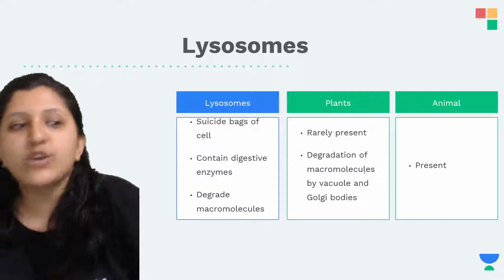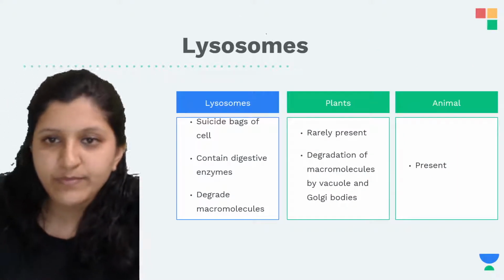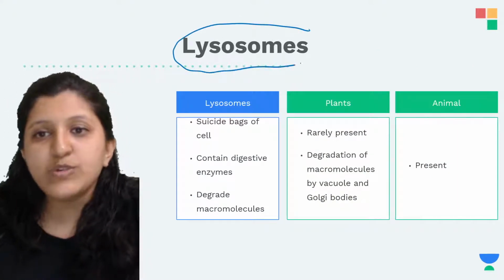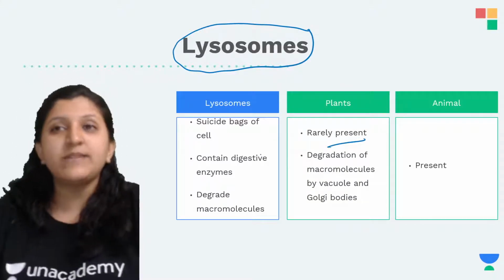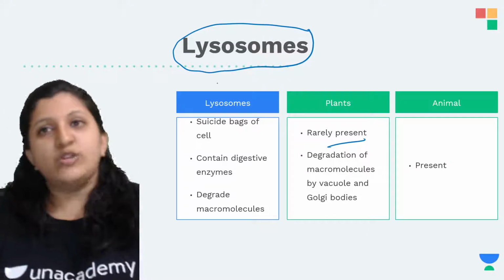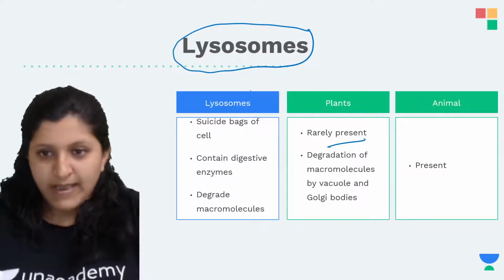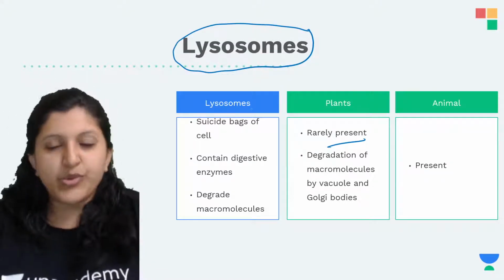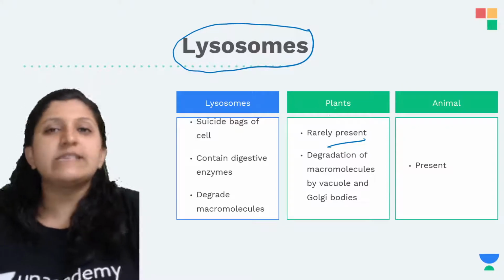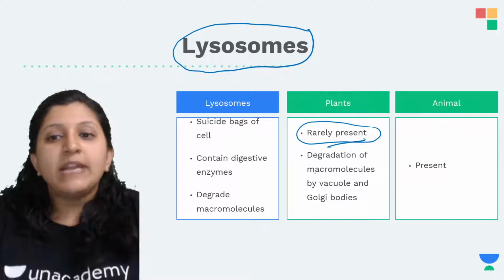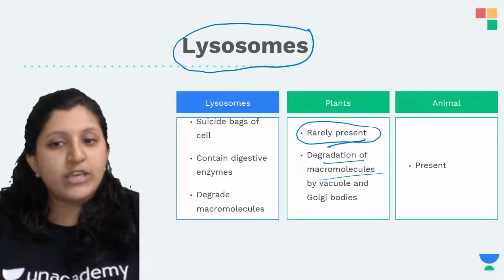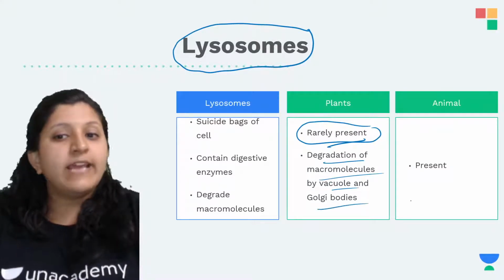Let's go to the lysosome. When we mention lysosomes, these are rarely present. We can see them present also, but not all the time, only when a defense is required. Under those cases it will be required, so it is rarely present. Degradation of macromolecules by vacuole, then Golgi bodies.